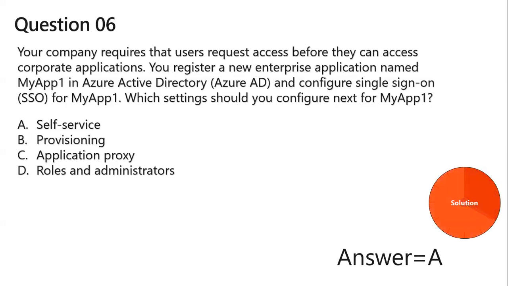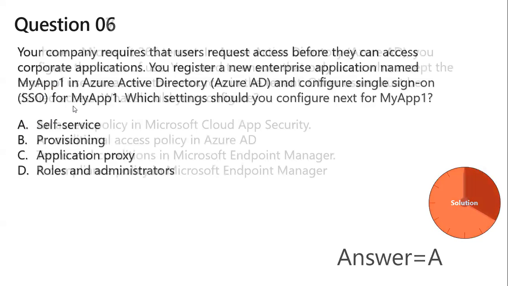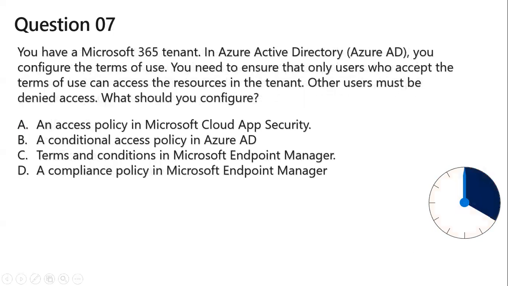So for this question, the correct answer is going to be A. We need to configure the self-service next for My App 1. Moving to the next question, you have a Microsoft 365 tenant in Azure Active Directory. You configure the terms of use. You need to ensure that only users who accept the terms of use can access the resource in the tenant. Other users must be denied access.